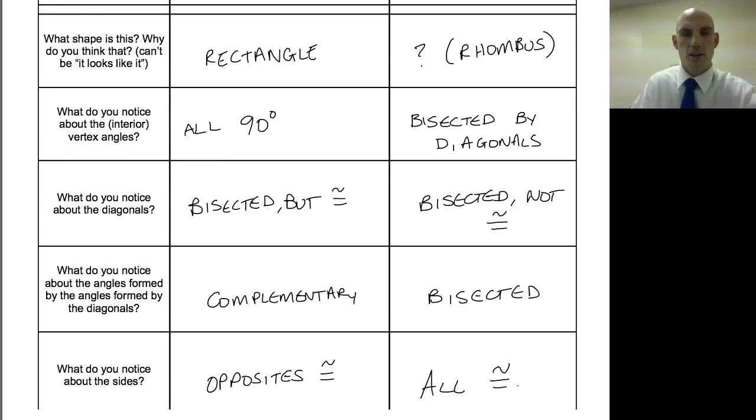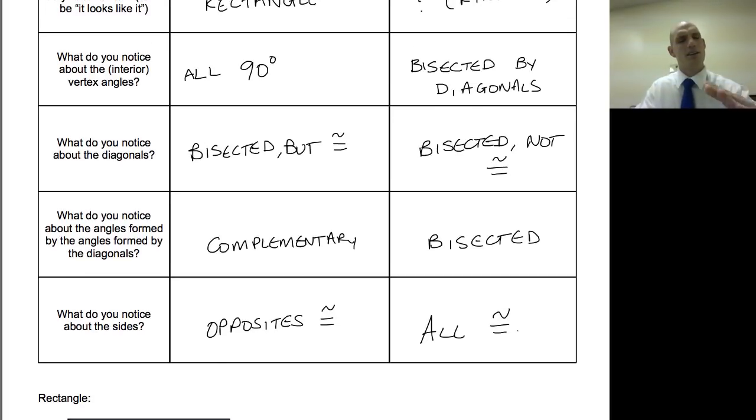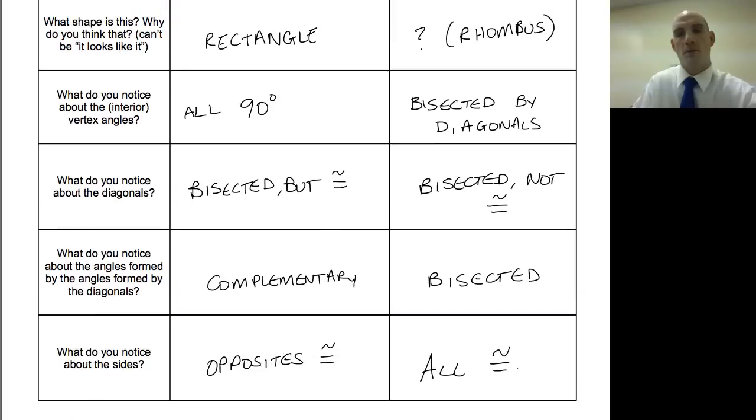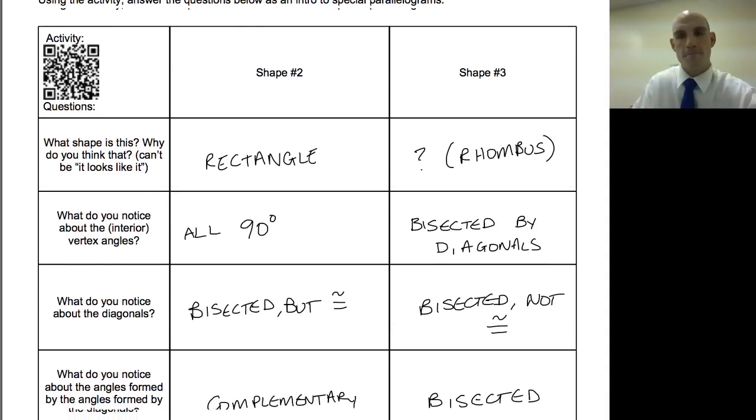The diagonals were bisected, and the way that they were bisected looked like they were congruent, and those measurements told us that they were congruent. The angles formed by the diagonals didn't bisect, but they were complementary. So as those angles went to the corner, they made 90 degrees, which makes sense because a right angle has 90 degrees at the corners. And the sides, we know from a rectangle that opposites were congruent.